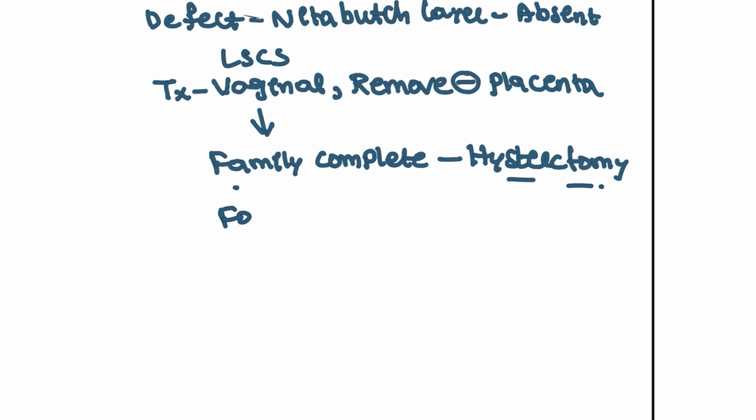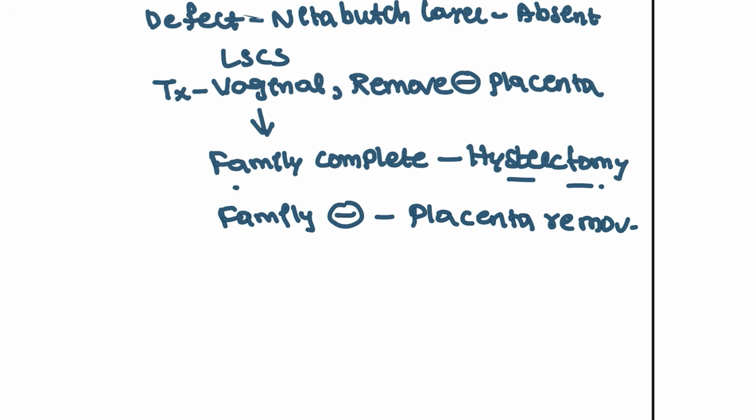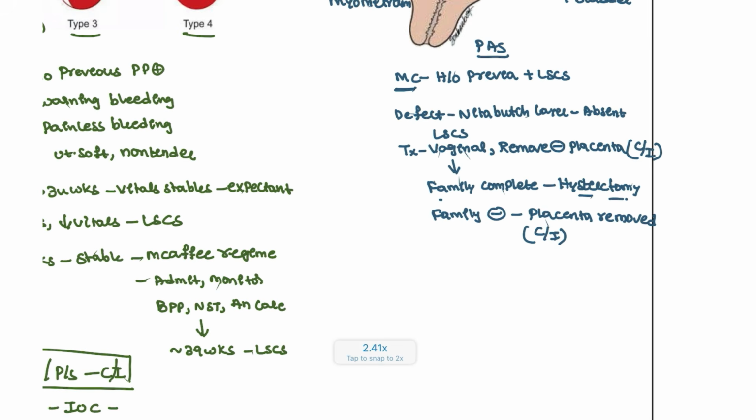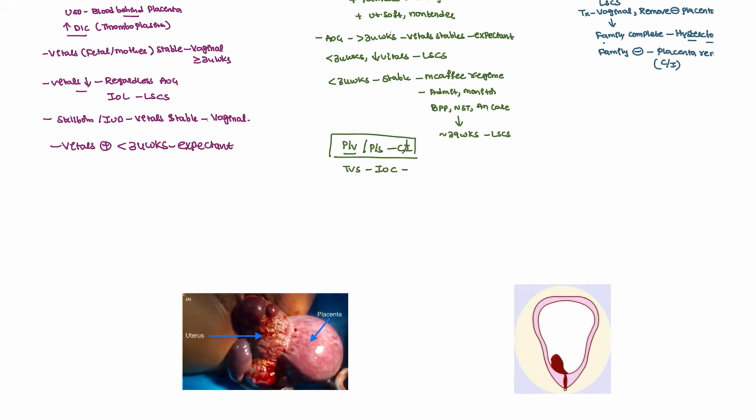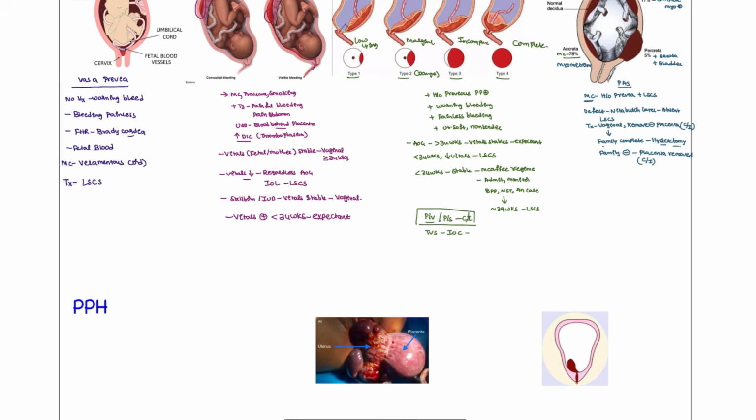But if the family is incomplete, just close the patient. Again, placenta should not be removed. Contraindicated. Here also it is contraindicated. Most of the times we will be proceeding with the hysterectomy only. So this is the basics about the APH, guys. Next, moving on.